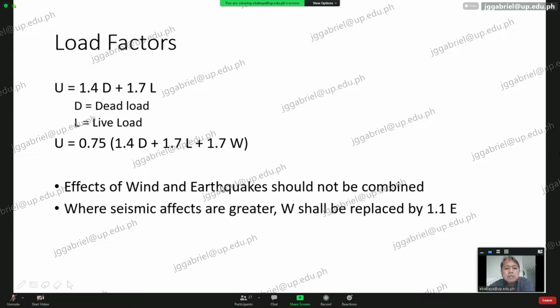Okay, so you have separate loads for wind and then for earthquake, different. Where seismic effects are greater, W should be replaced by 1.1 E. Okay, earthquake loads. What influences the earthquake loads?